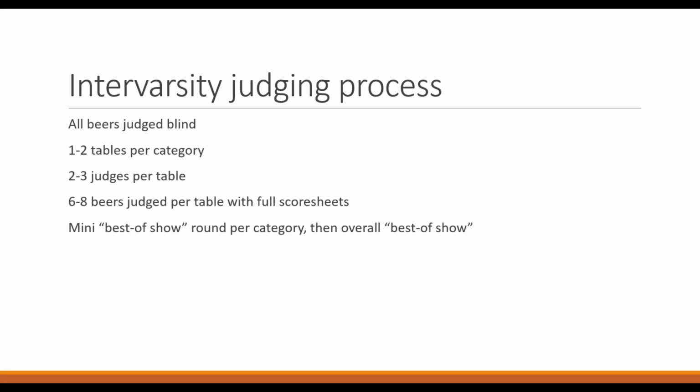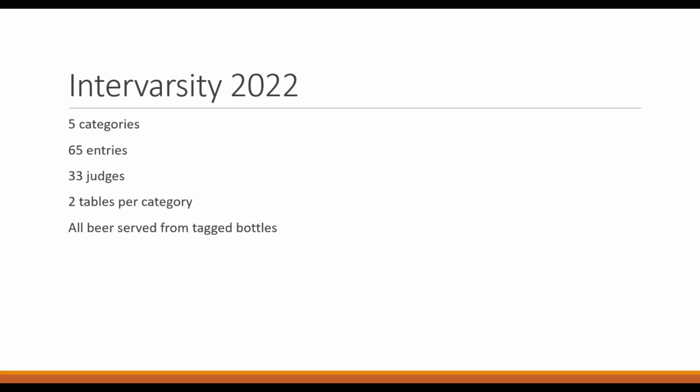And each table then had to judge 6 to 8 beers. So in each category there were between 12 and 16 beers entered. So with 2 tables per category, each table had to judge 6 to 8, and there were 2 to 3 judges per table. Then, because there are 2 tables per category, and we do want a top 3 of each category, we take the best from each of those 2 tables, and they have a mini best of show round per category where they identify the top 3 in each category.